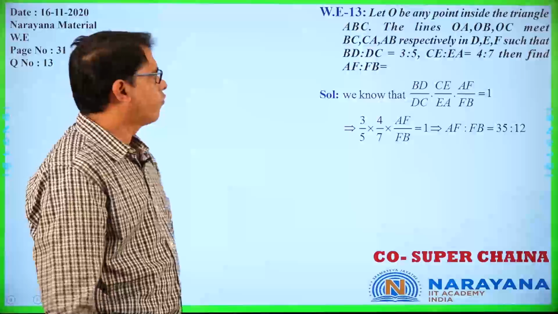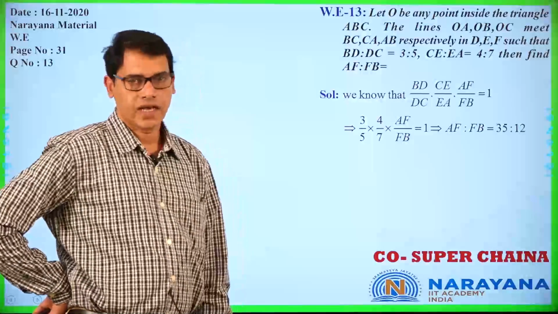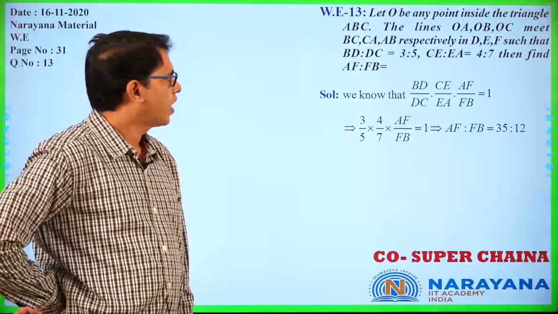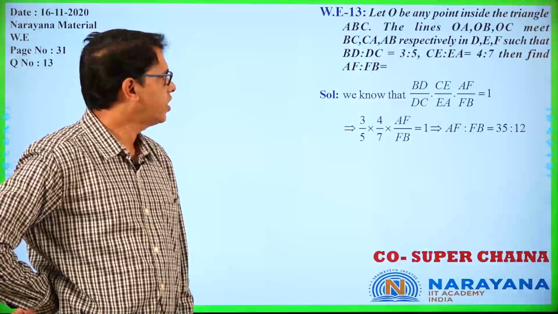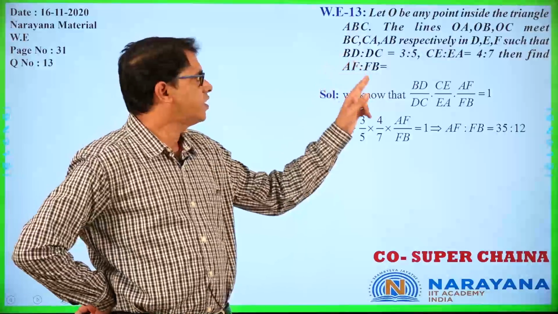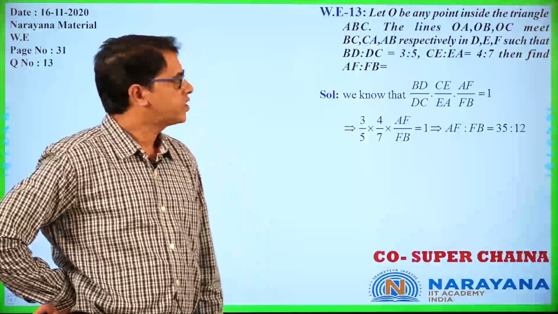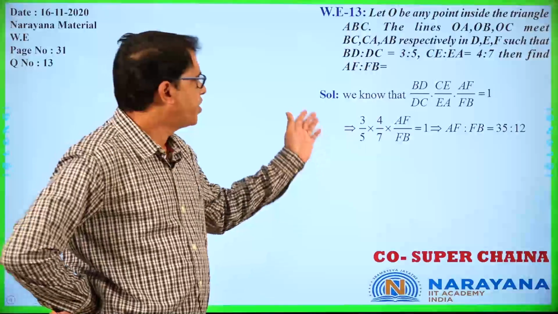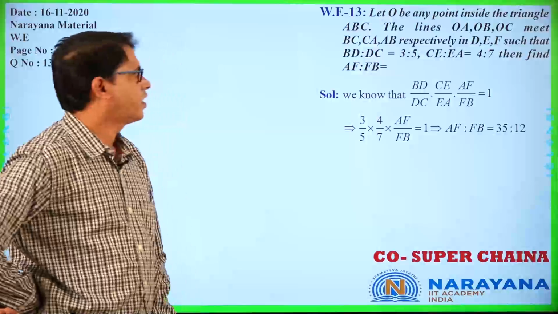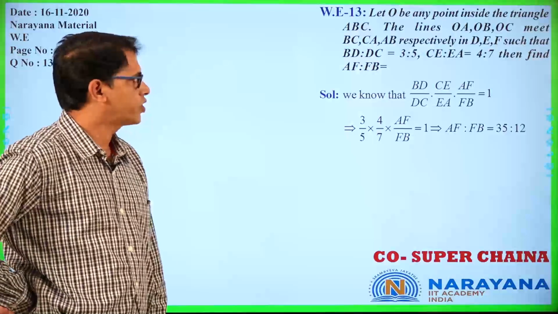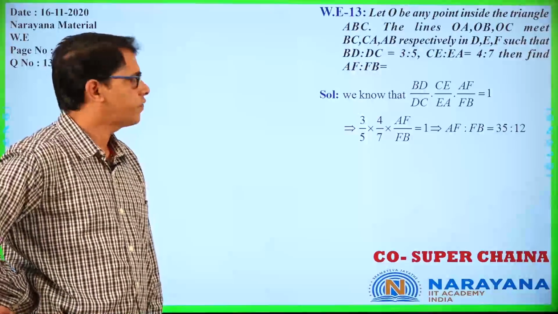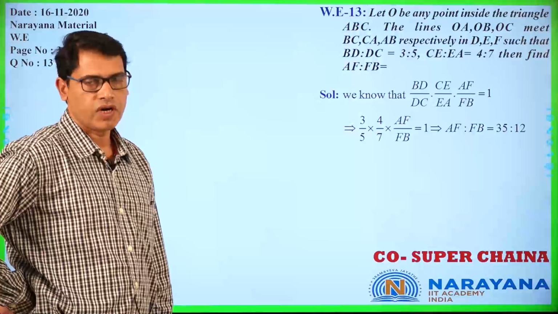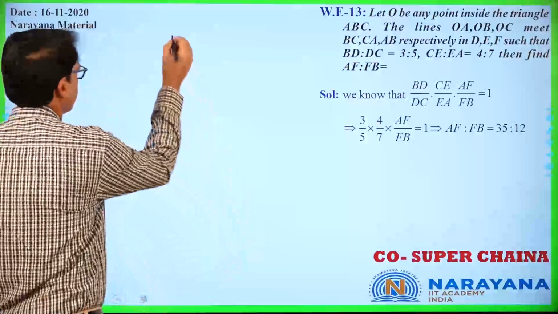See, if O is any point inside the triangle ABC, the lines OA, OB, OC meet BC, CA, AB respectively at D, E, F such that the ratios are given. BD is to DC equals 3 is to 5 and CE is to EA equals 4 is to 7. Then we have to find AF is to FB. Here we use one theorem called Ceva's theorem.